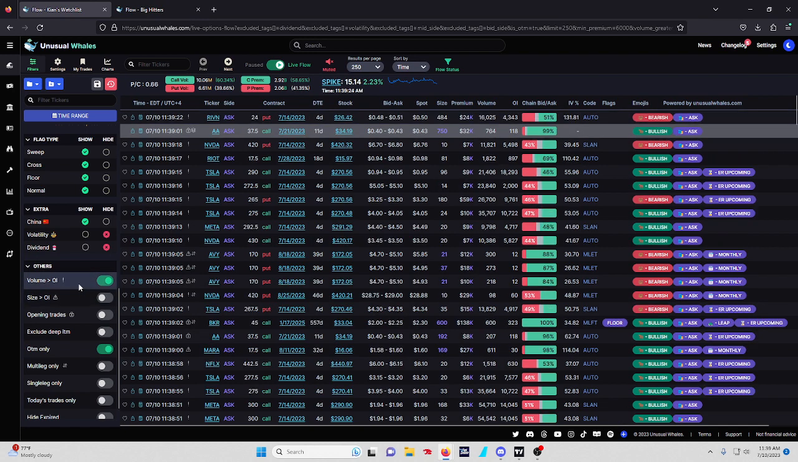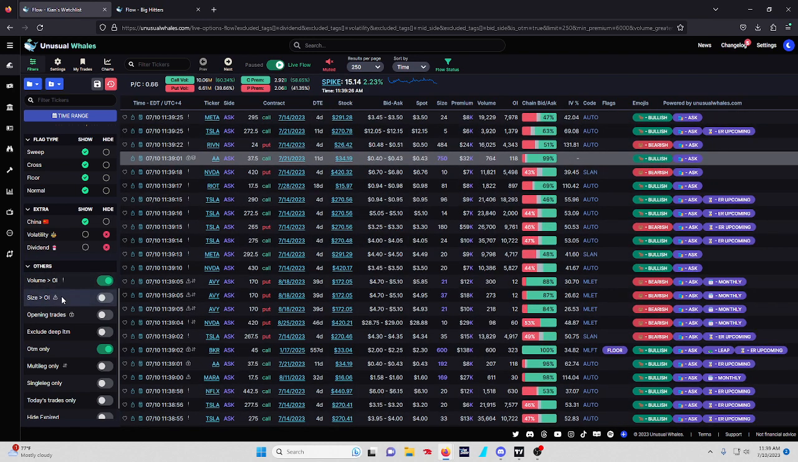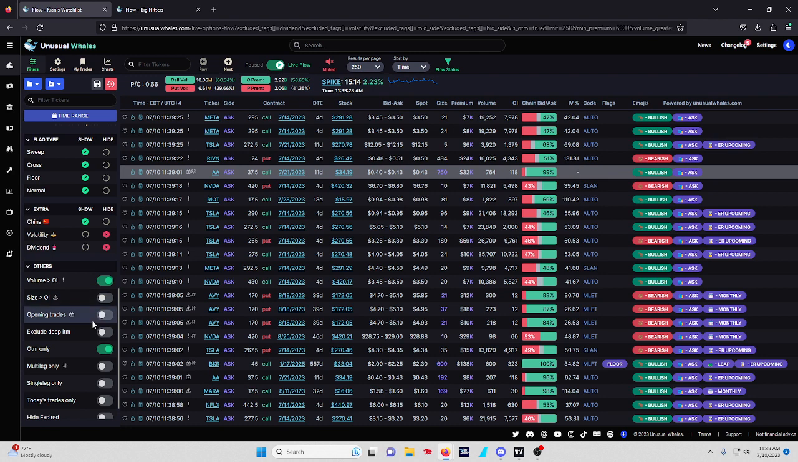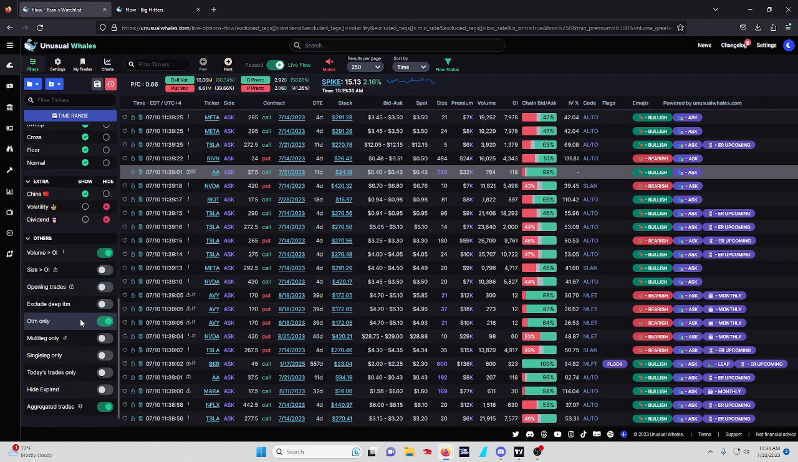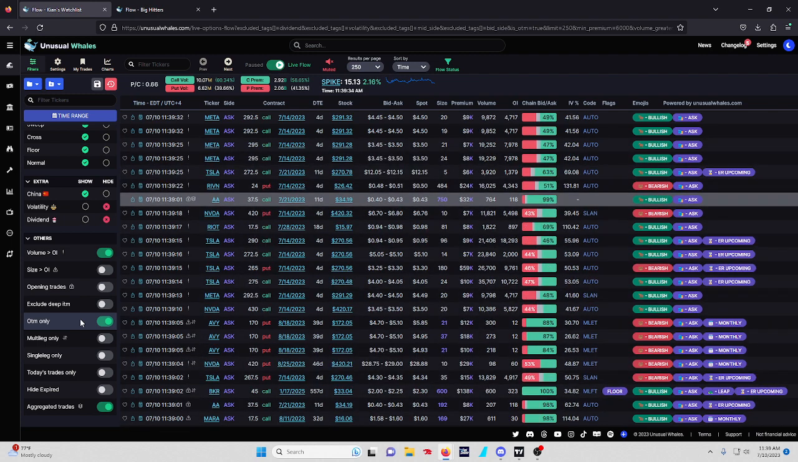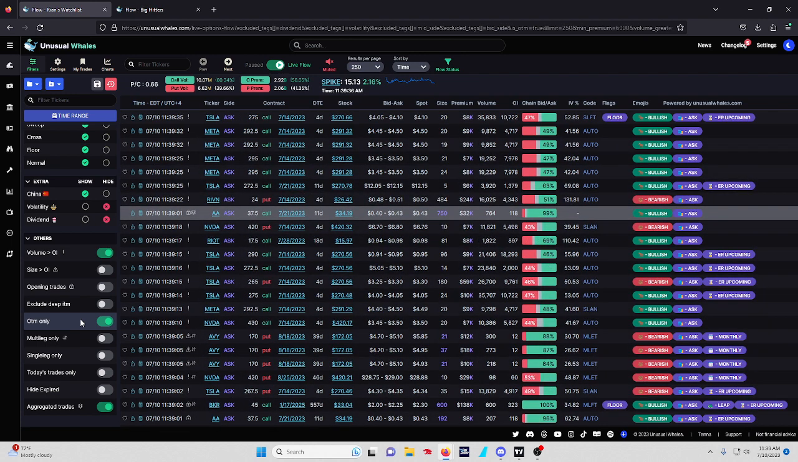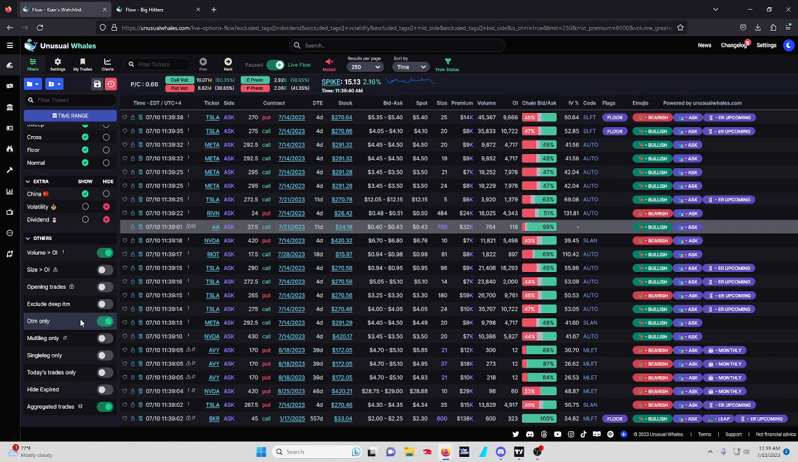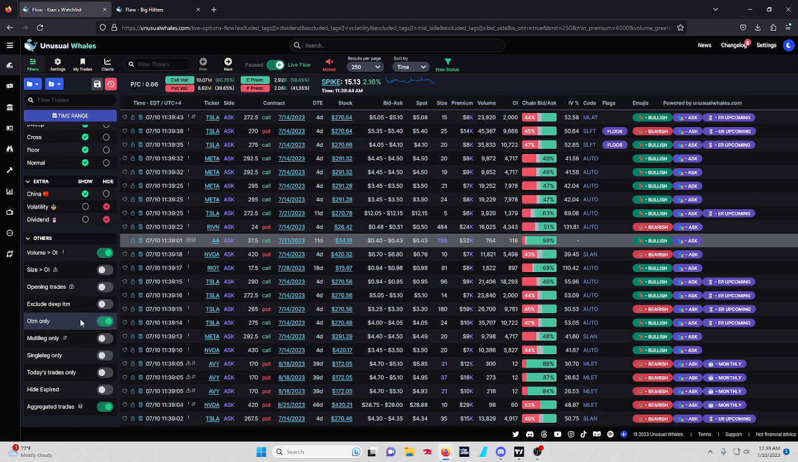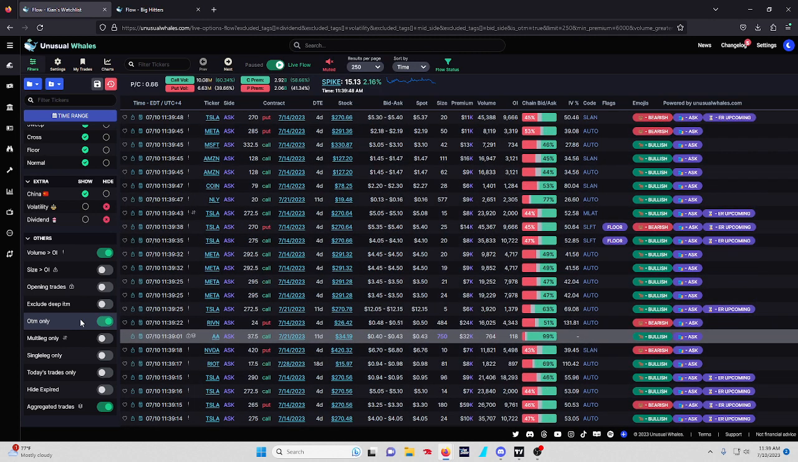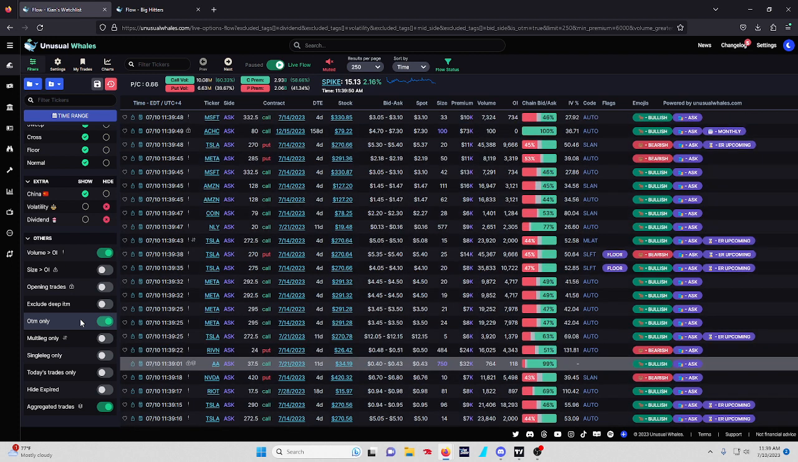Volume over OI on. Sometimes I turn size over OI. Opening trades doesn't matter. Out the money only. I keep it on because it's more interesting to see why someone's buying a stock $10, $20 out the money rather than the deep in the money or at the money strike. Multi-leg only off. I want to see everything. Single leg off. Today's trades, hide expired, aggregate trades.